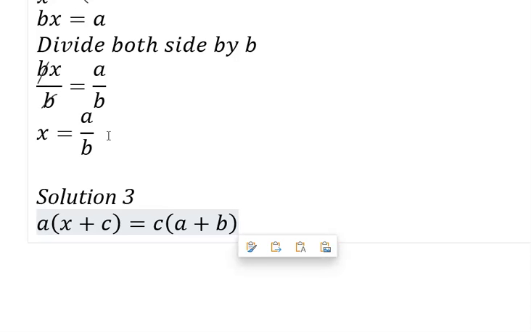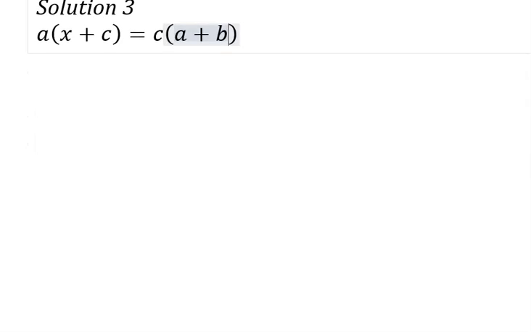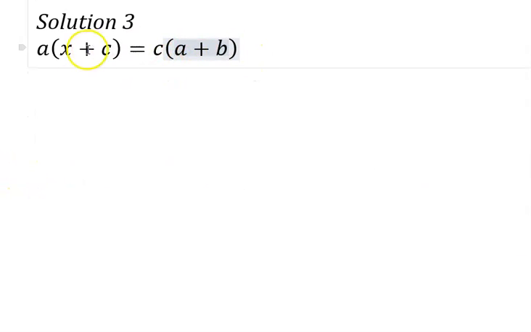Awesome. Now, question number 3 says a open bracket x plus c equals c open bracket a plus b. Great. Now, first thing first, we are going to open up these brackets because we actually want to make x the subject of the formula. So if we say a times x, that will give us ax plus a times c will give us ac.